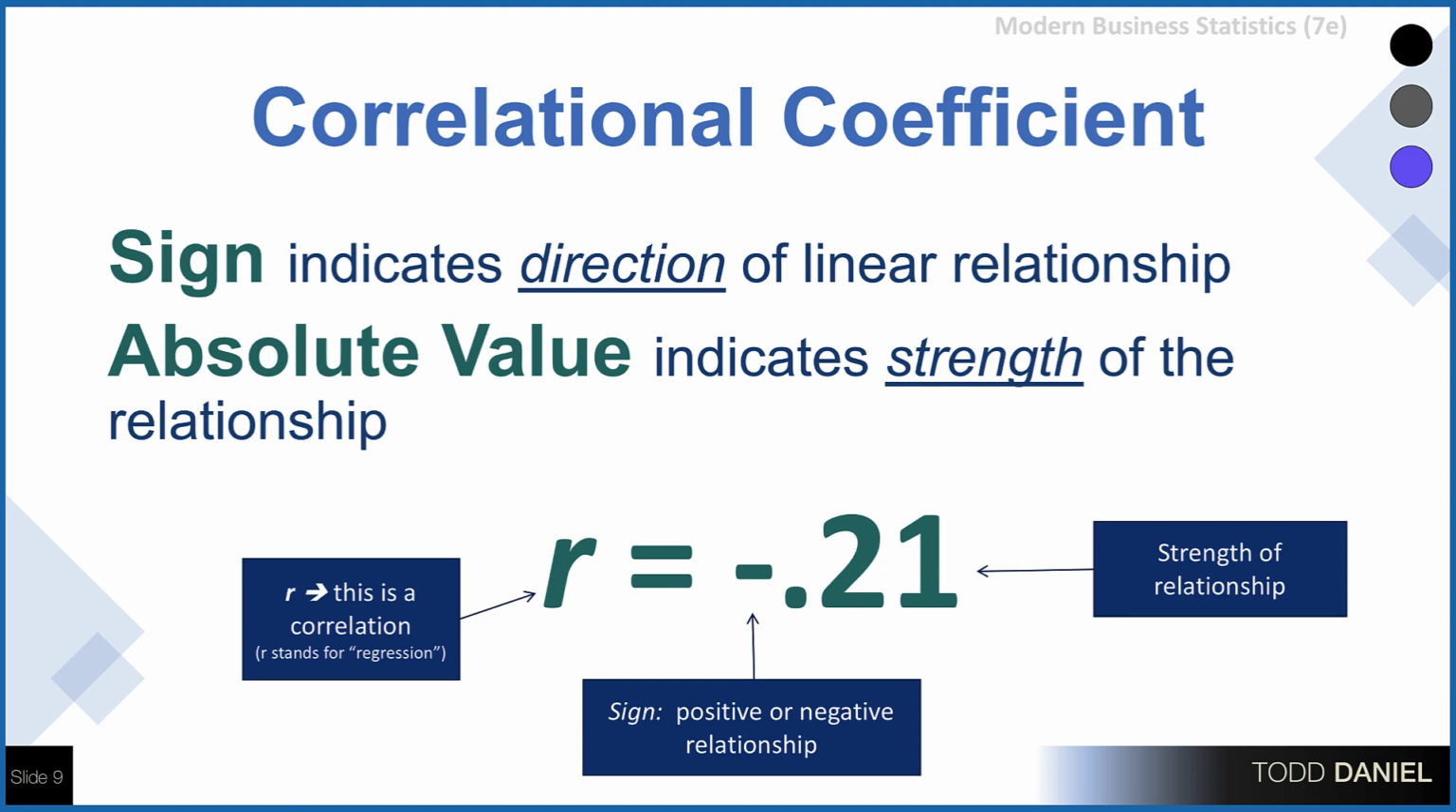The absolute value of the number, or the decimal, indicates the strength of the relationship, with numbers closer to 1 indicating a stronger relationship, and numbers closer to 0 indicating a weaker relationship. So let's drill down a little bit on this positive, negative, and the strength of the relationship. What can we learn about correlation?